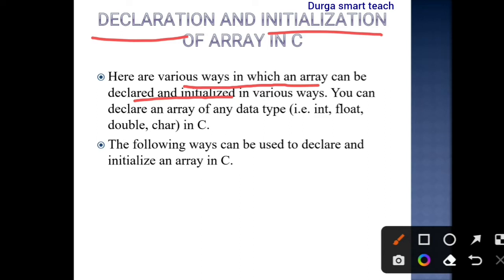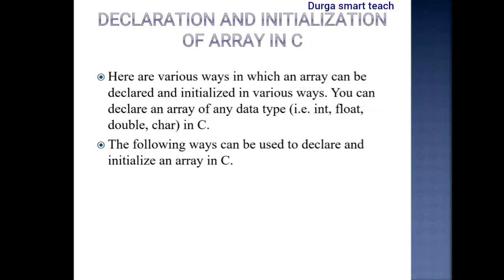You can declare an array of any data type like int, float, double, character. You can declare an array with any data type. So let's see how to declare and initialize an array.